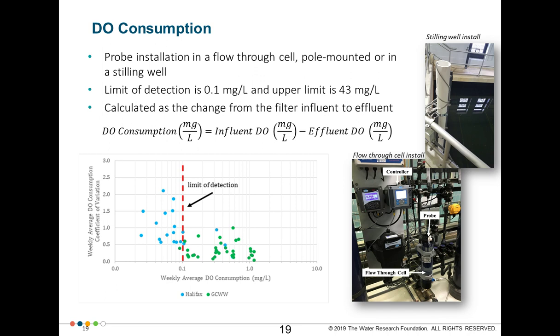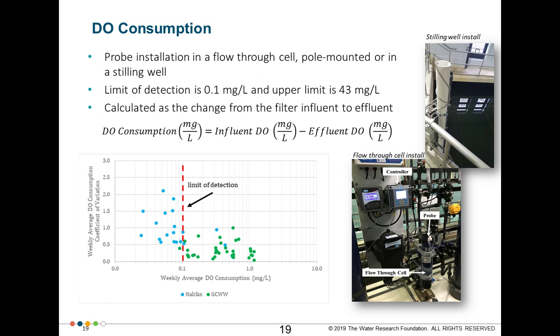The probe can be installed in a flow-through cell. It can be pole-mounted and placed at the top of the filter bed in the water above the filter bed or in a stilling well. And from our testing, we recommend installation in a stilling well if possible.